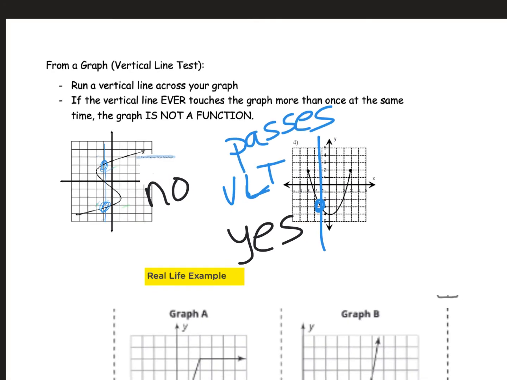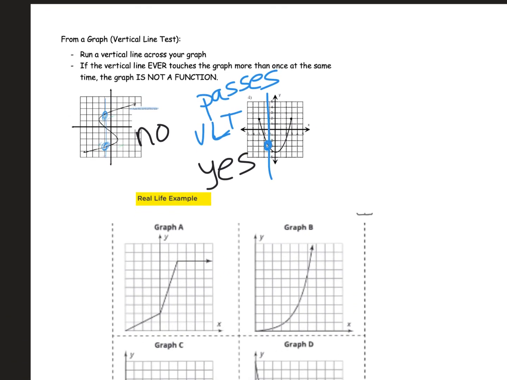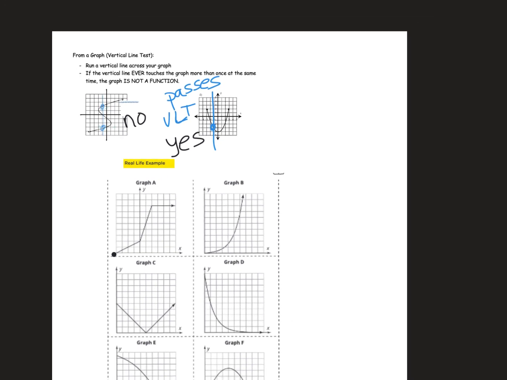And while you're writing that, all of the real life examples that we've done so far, this is another way you can kind of tell whether it's a function or not. Every graph that represents a real life situation will pass the vertical line test. Like notice back when we were matching up the graphs with real life situations, you don't ever have an example of one with a coordinate that's stacked on top of each other.